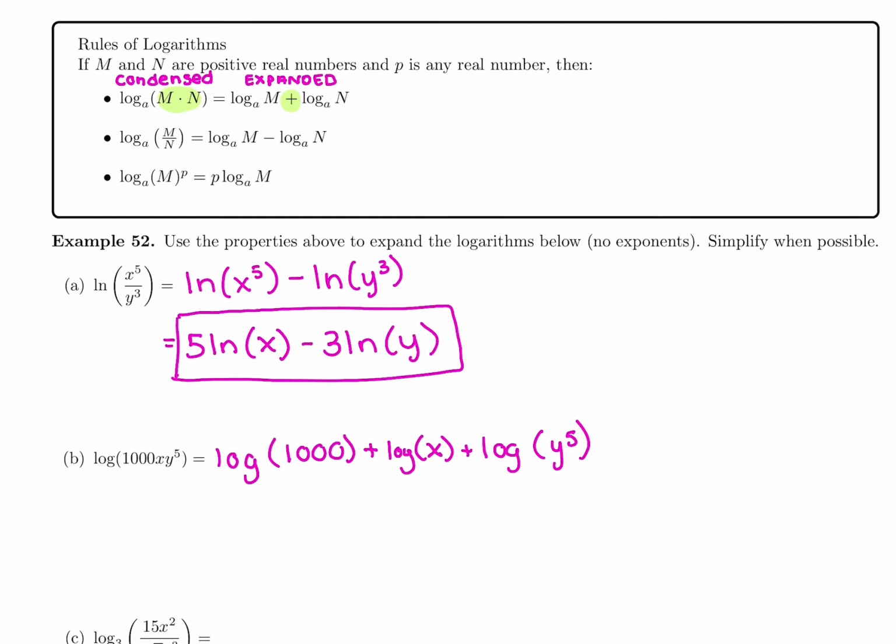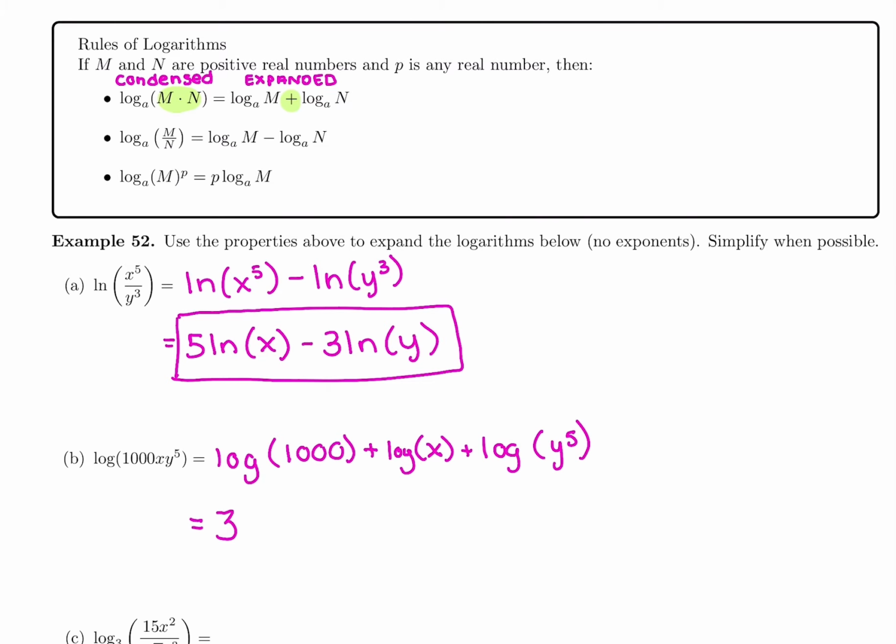Now we have log of a number, so I'm going to grab my calculator and just plug in that number. If it turns out to be a decimal, I'm going to leave it as log of 1,000. If it comes out to be a whole number, I'm going to write it as a whole number. So log of 1,000 comes out to just be 3, because 1,000 is 10 to the third, so log base 10 of 10 to the third is just 3.